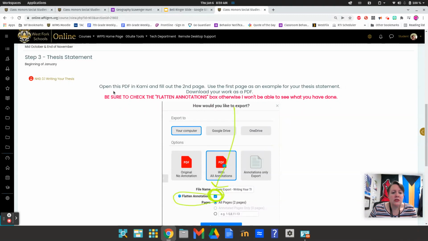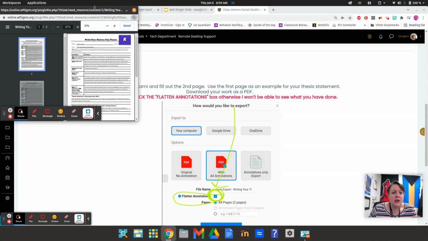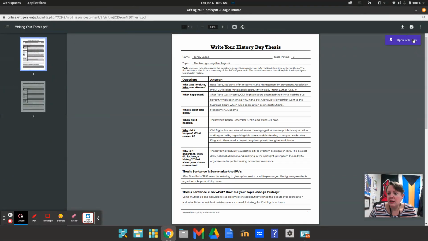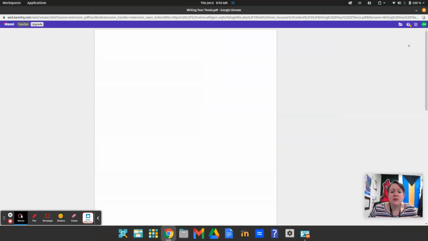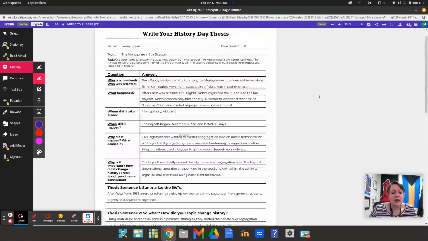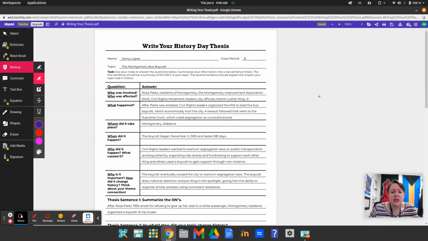What I want you to do is open this PDF in Kami and fill out the second page. The first page that we're going to go over is an example for creating your thesis statement. And then I'll show you how to download your work as a PDF. So you're going to open up your handout here in Kami. Remember the K for Kami. In class, we have the actual paper that you can write on, but for those of you at home, here is that digitally as well.